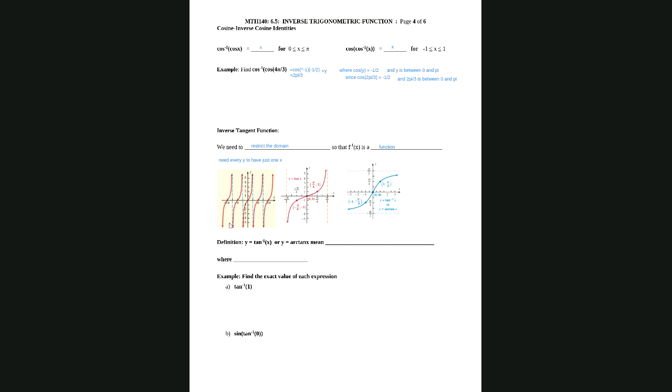So just like we've done with sine and cosine, we get our definition, y is equal to inverse tangent of x, or arctangent x. That means x is equal to the tangent of y, where y is between -pi/2, excuse me, and +pi/2. So that's very similar to what we got with our sine function.